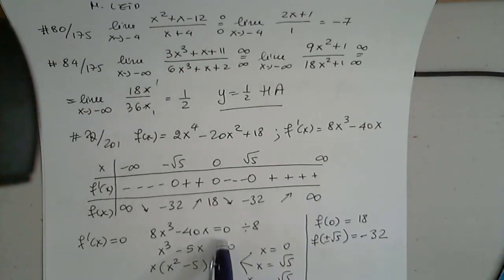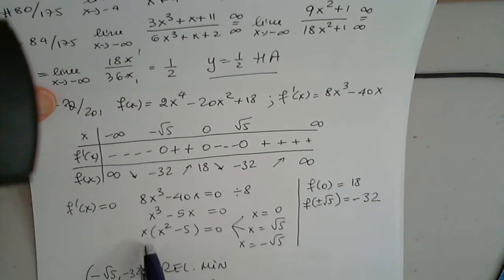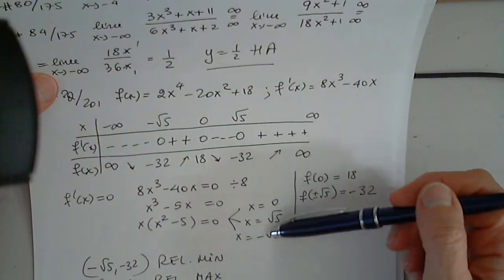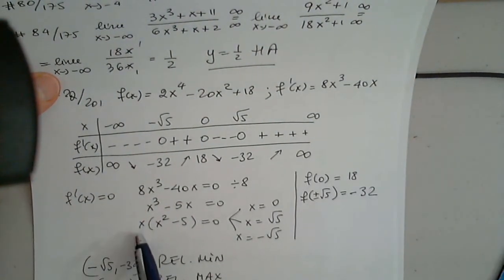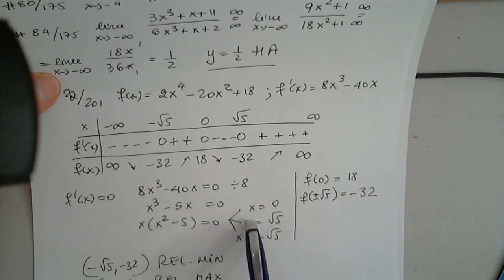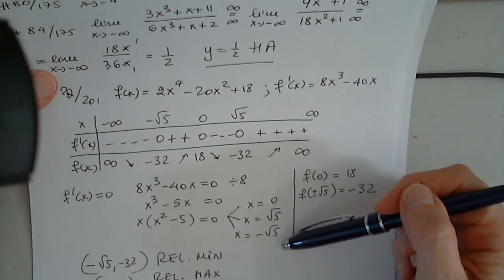We said this, the derivative equal to 0. We divide by 8, we get this. We factor out x. And we know the degree is 3. We have to find 3 solutions. One solution is 0, and the other one, when we move 5 to the other side and take the square root, positive and negative the square root of 5.